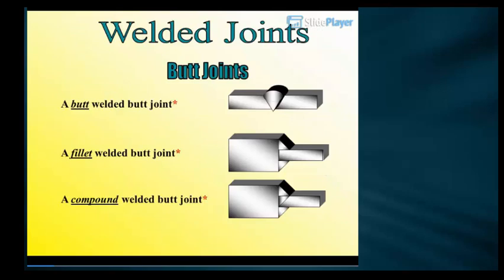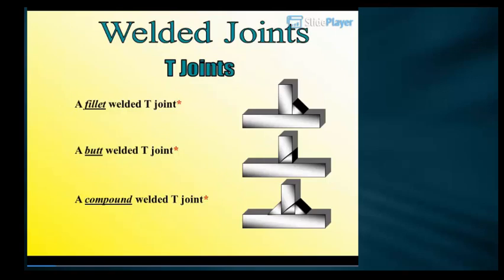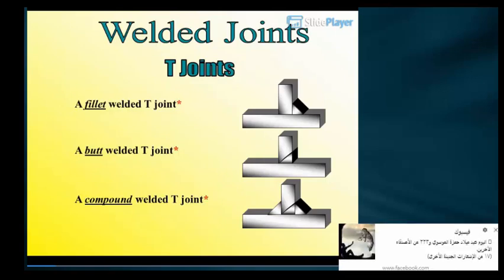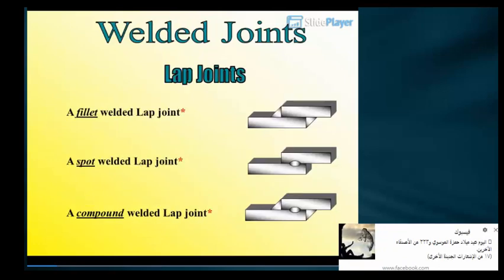Welded joints: butt joints. A butt welded butt joint. A fillet welded butt joint. A compound welded butt joint. Welded joints: T-joints. A fillet welded T-joint. A butt welded T-joint. A compound welded T-joint. Welded joints: lap joints. A fillet welded lap joint. A spot welded lap joint. A compound welded lap joint.